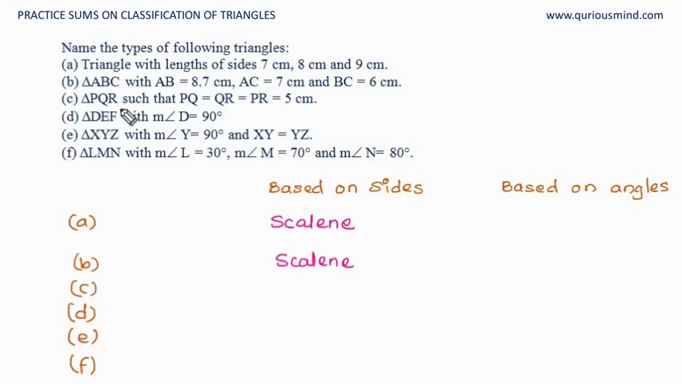The third one, triangle PQR is such that PQ is equal to QR is equal to PR. All the sides equal means it is an equilateral triangle. Can we determine the classification based on angles? Yes, because in an equilateral triangle, all the angles are 60 degrees, which are less than 90. That means this is an acute angle triangle.